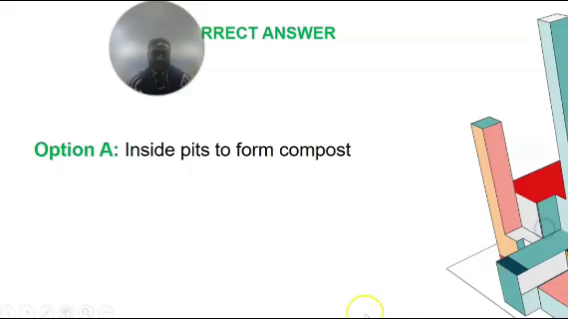So the answer is option A, inside pits to form compost. Other methods outlined there are not good for disposing of waste or refuse.